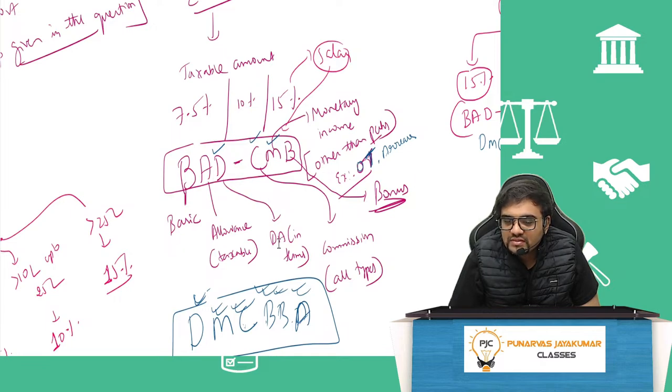Then DA, if it comes in terms, then commission, all types, whether normal commission, turnover commission, anything. Then other monetary income other than perquisites, like overtime allowance, then bonus. That will be the concept here.